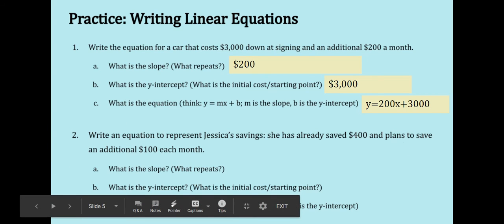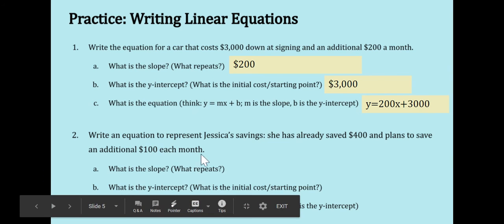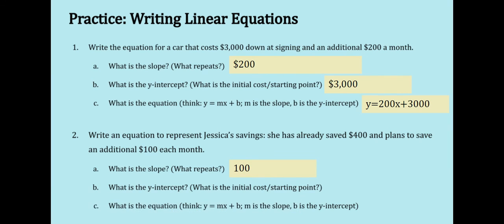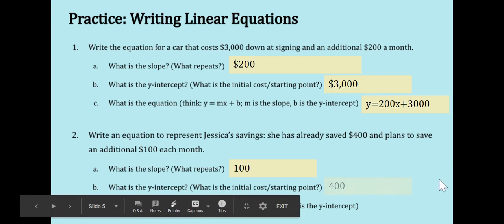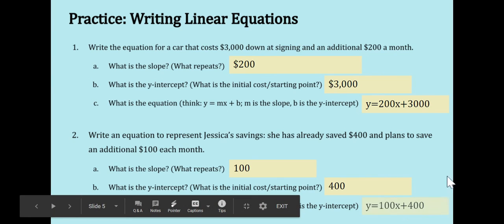Now we're going to do the same thing, but we're writing an equation to represent Jessica's savings. She's already saved $400 and she's planning to save an additional $100 each month. So for the slope, we're looking at what repeats. In this case, this $100 is repeating each month. So that's going to be our slope. And the y-intercept, what she's starting out with, is $400. So when we write our equation, we're going to have y equals 100x plus 400. And that's it.